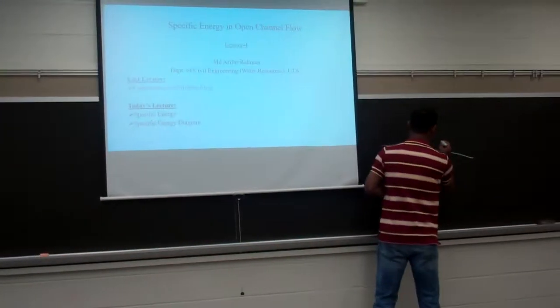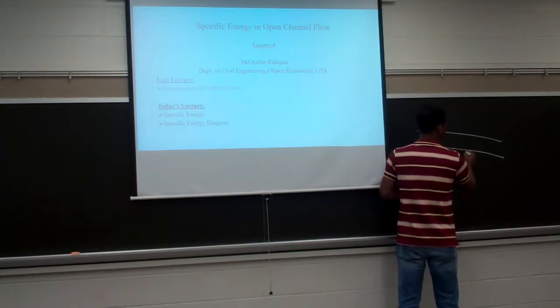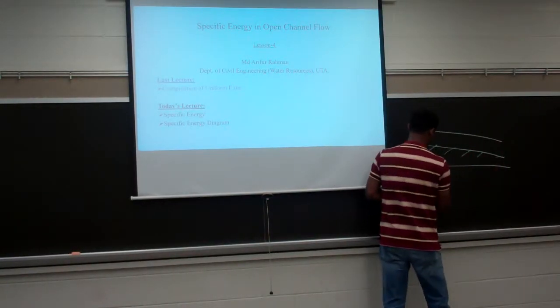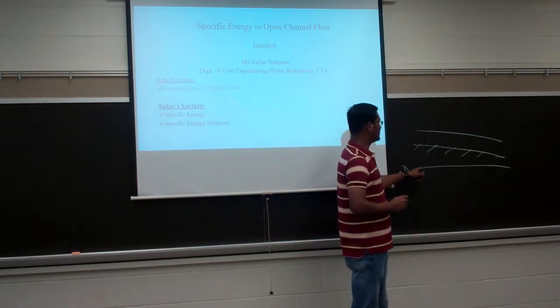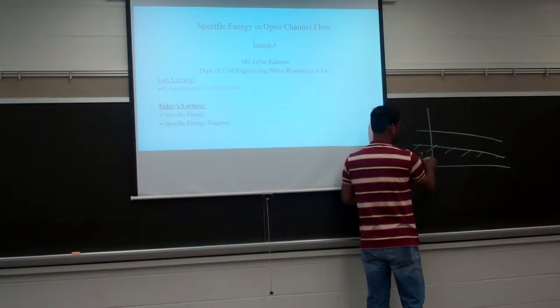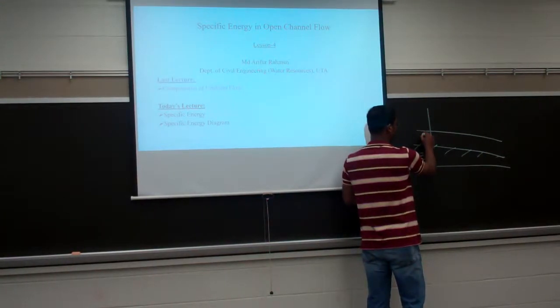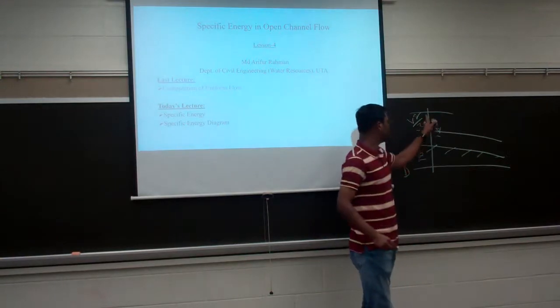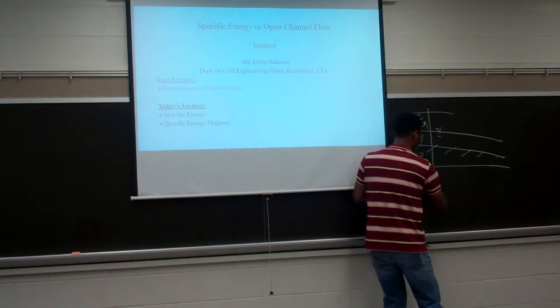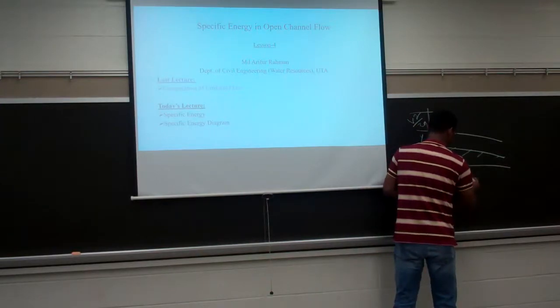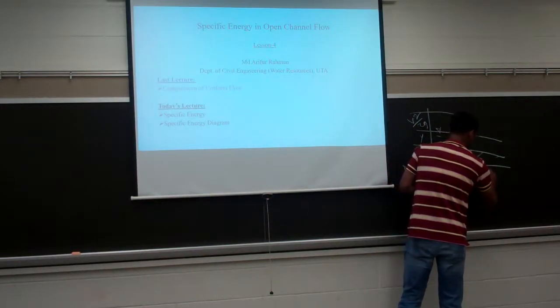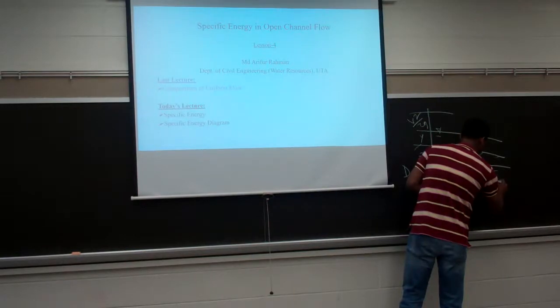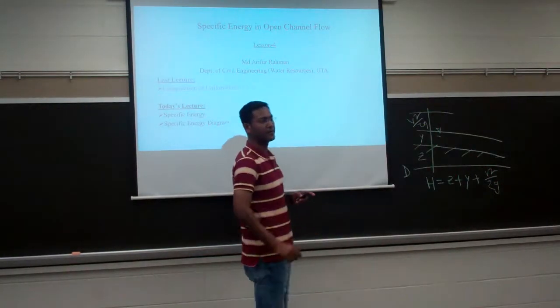I'm just demonstrating here. So if this is the bottom of the channel and this is the datum, right? So if I measure all the energy at any section of the channel, so if this is the elevation z here and y is the depth of water, and if I add the velocity head, so total energy at this section will be the summation of these three, z plus y plus v squared over twice g, right?